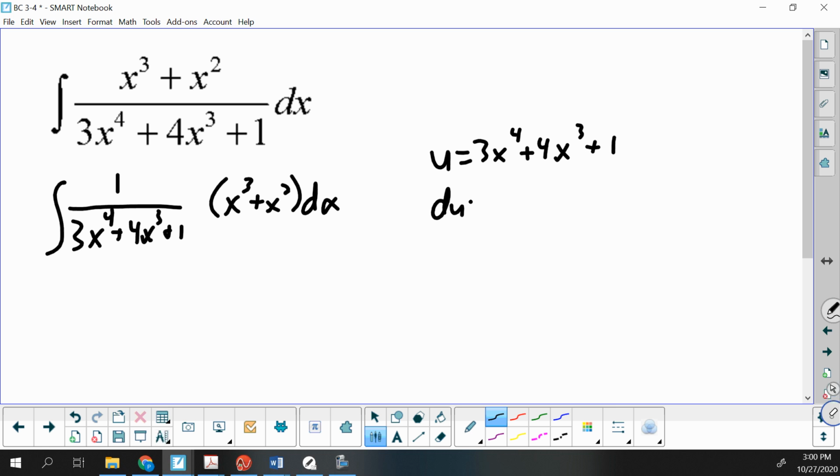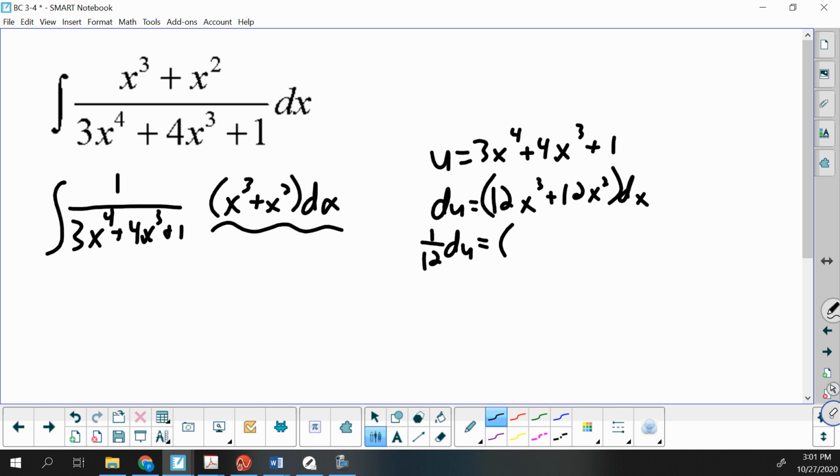If we take our derivative, our du, we'll have 12x cubed plus 12x squared. And then we'll have our dx that swings over. So notice that's pretty close to our leftover stuff. We just need to multiply by 1/12 to correct it. So we can stick the 1/12 out front. We'll have the integral of 1 over u now, and then du.